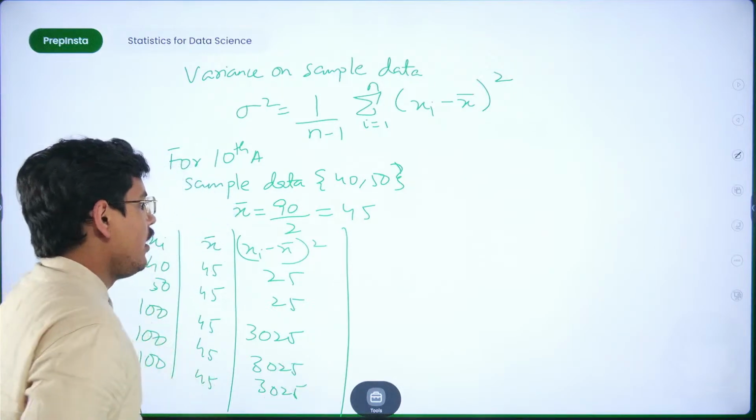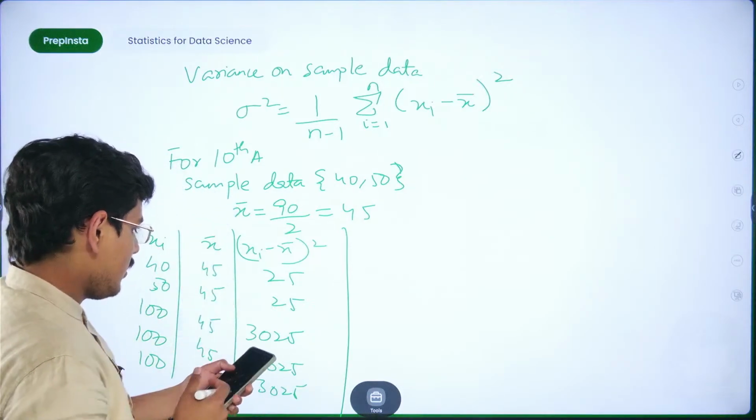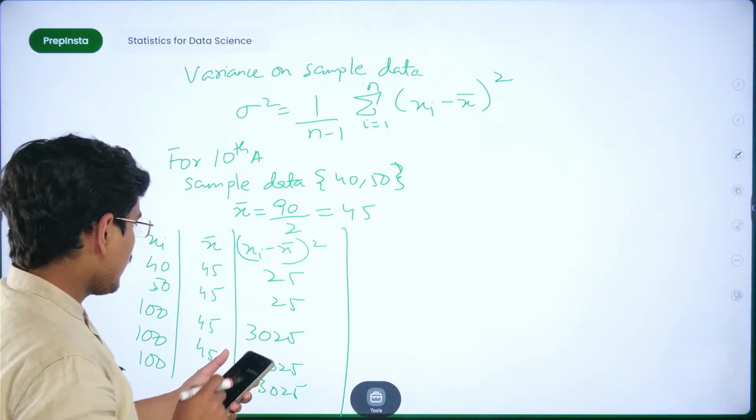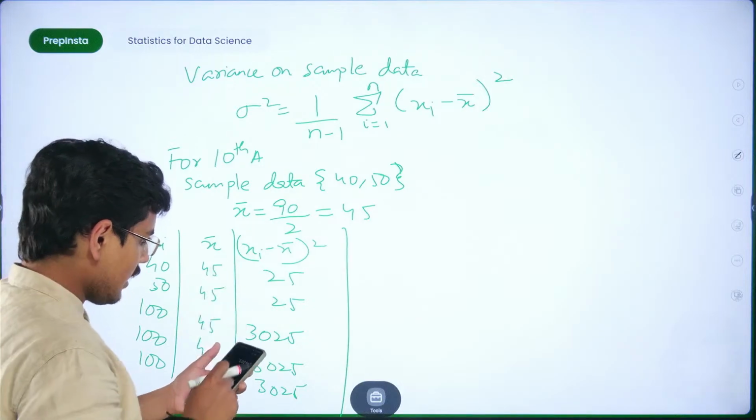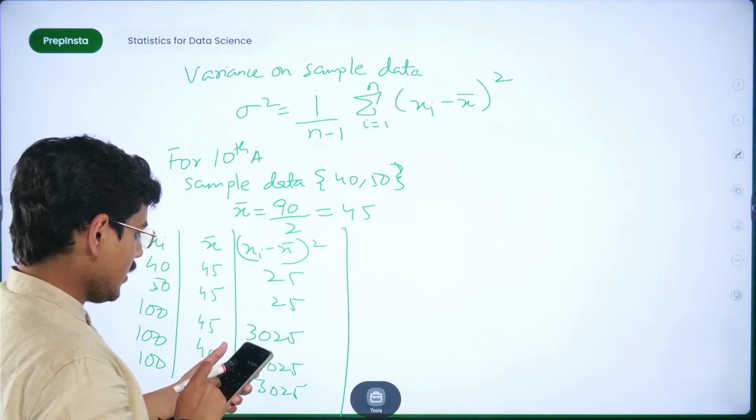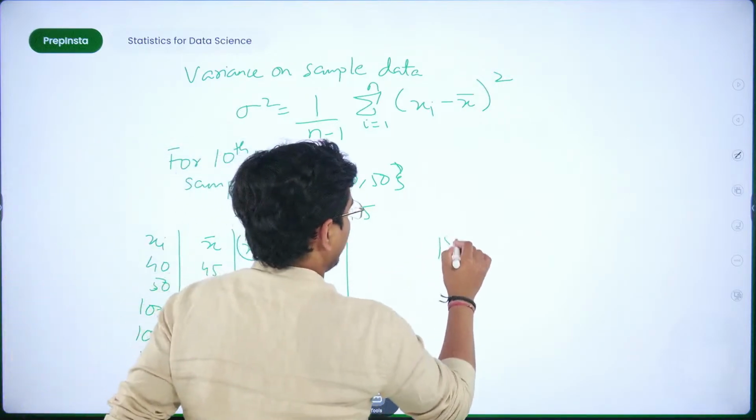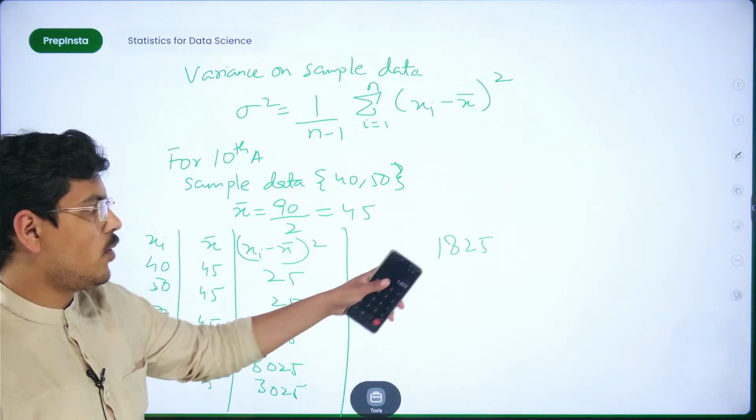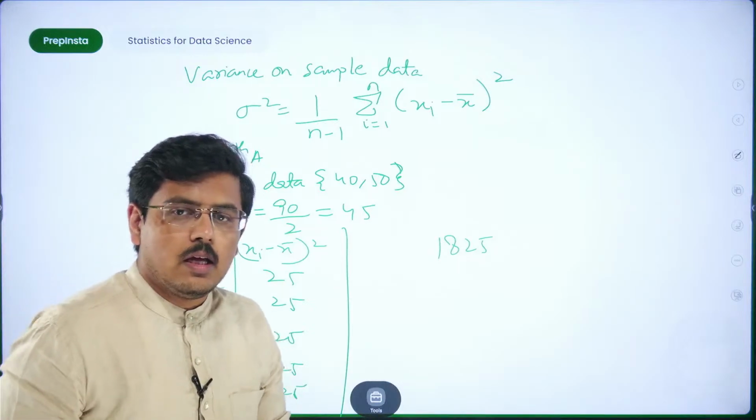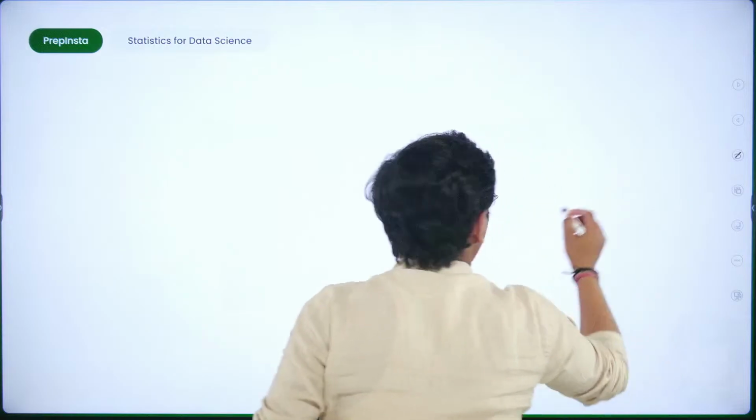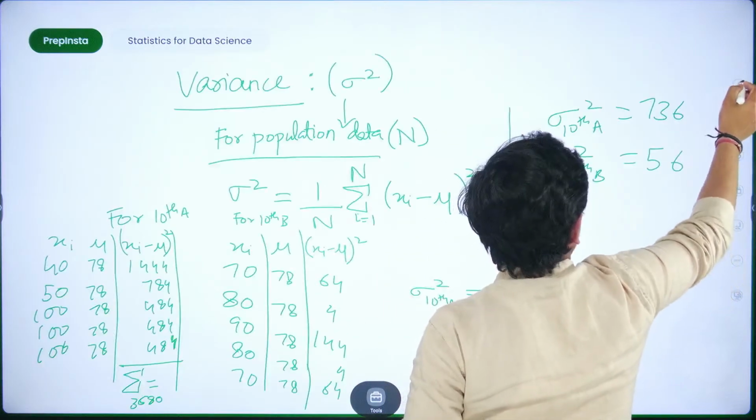Now if I calculate the sum of it, what will it come to? 3025 into 3, and then I add 50 to it, because 25 plus 25 is 50, divided by 5, this comes out to be 1825. Now let's remove all this, and let's understand what exactly we are trying to do with n minus 1.